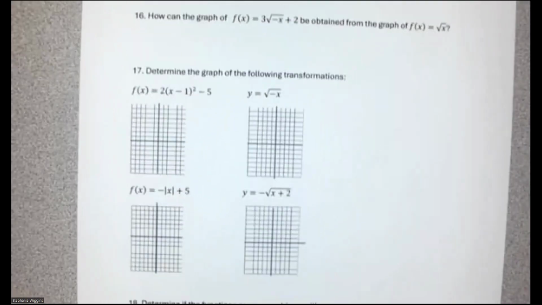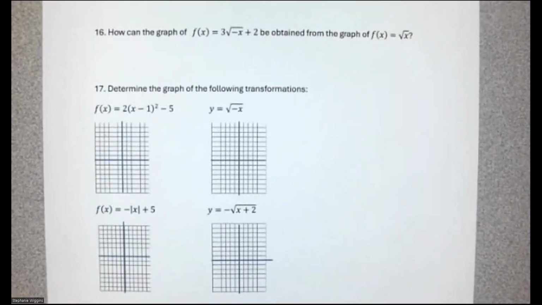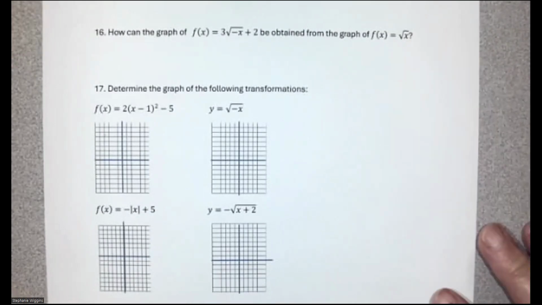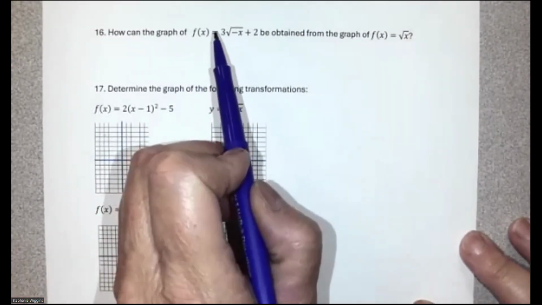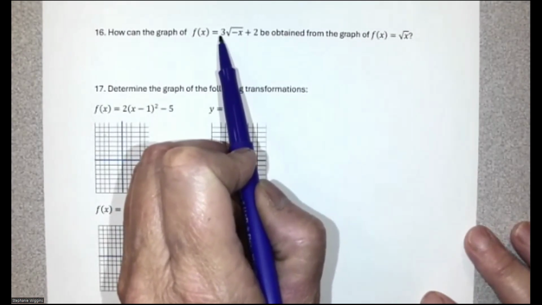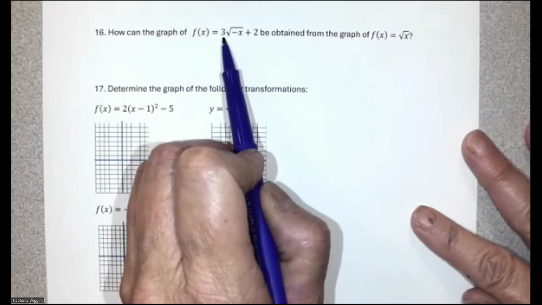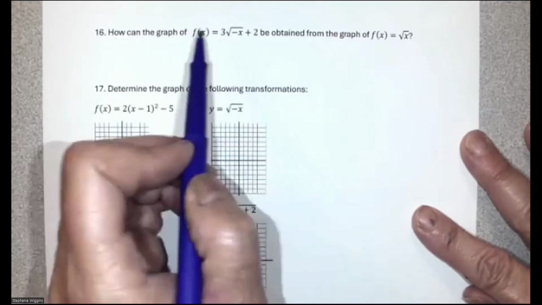All right, here we're going to look at some transformations. Number 16 says, how can the graph of our function f of x equals 3 times the square root of negative x plus 2 be obtained from the graph of f of x equals the square root of x? So our function square root of x has been transformed by multiplying by a factor of 3. And since this is on the outside of the square root, that means it's going to be a vertical stretch.